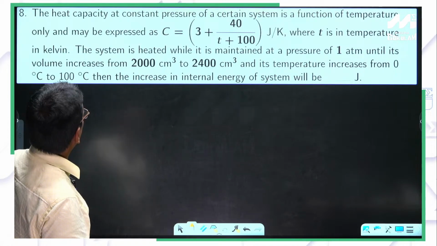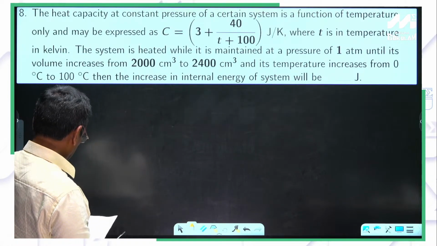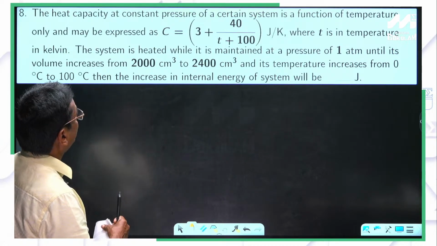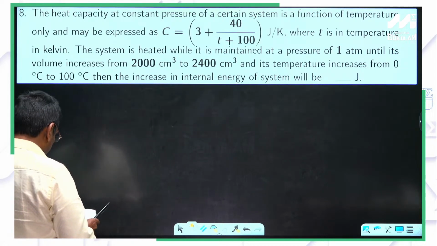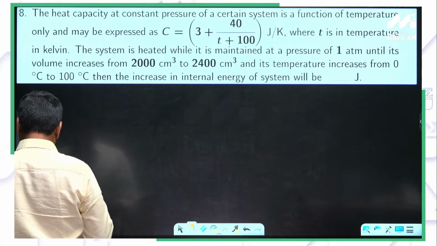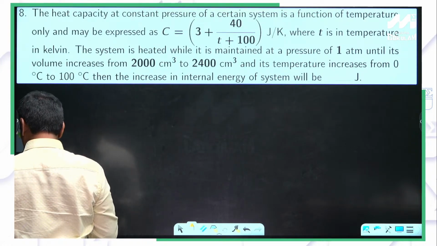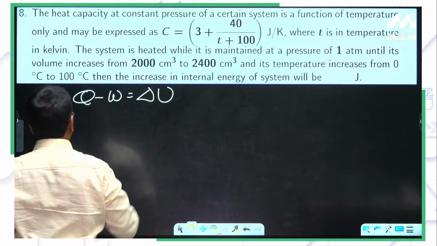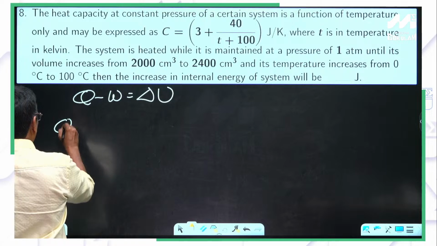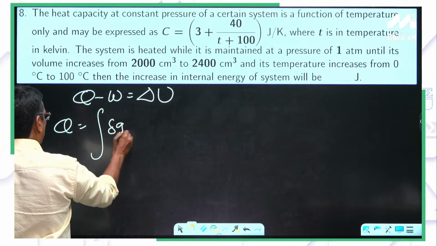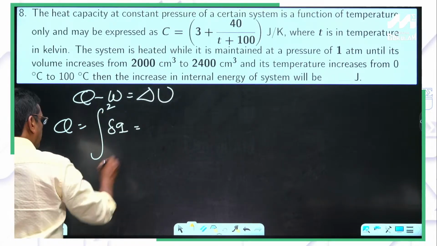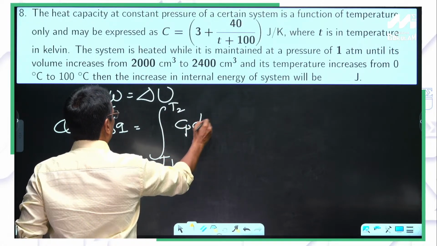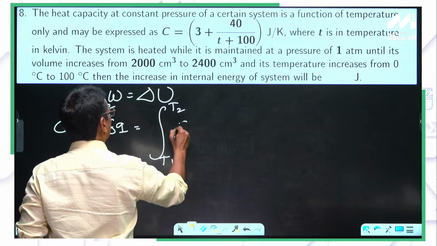Heat capacity is given. The heat capacity increases there, then the change in internal energy. Q minus W is equal to delta U. For calculating Q, integral delta Q, we have to do it. This is the T1. What is the process there? Constant pressure process. Integral Cp dT.